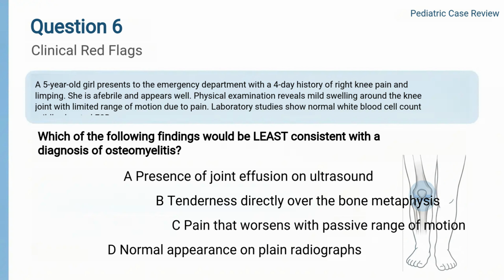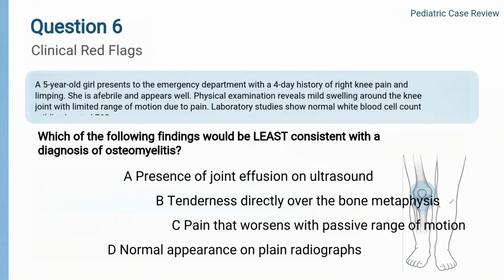Case 6. A 5-year-old girl presents with 4 days of right knee pain and limping. She is afebrile and appears well. Examination reveals mild swelling around the knee joint with limited range of motion due to pain. Laboratory studies show a normal white blood cell count and mildly elevated erythrocyte sedimentation rate. Which of the following findings would be least consistent with a diagnosis of osteomyelitis?